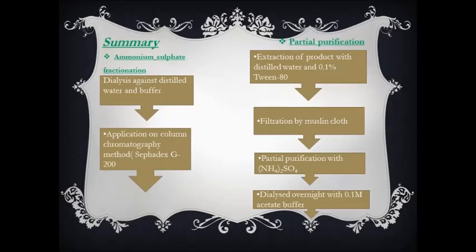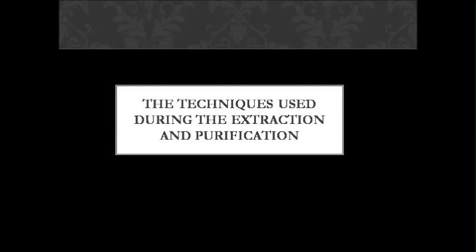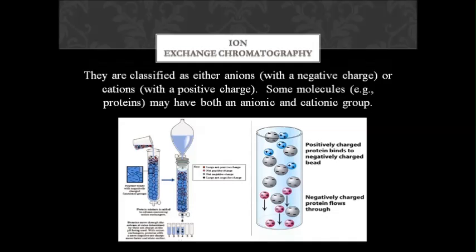This is the summary between ammonium sulfate fractionation and partial purification, and the techniques used during the extraction and purification. Ion exchange chromatography separates compounds based on net surface charge. Molecules are classified as either anions or cations. Some molecules, for example protein, may have both an anionic and cationic group.